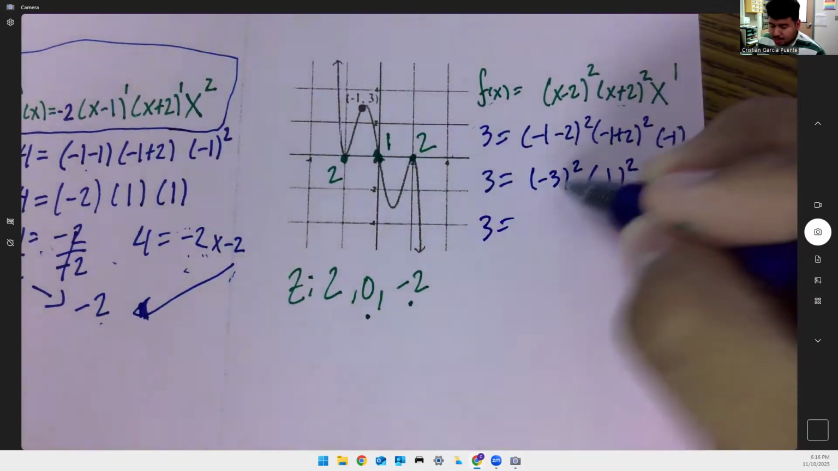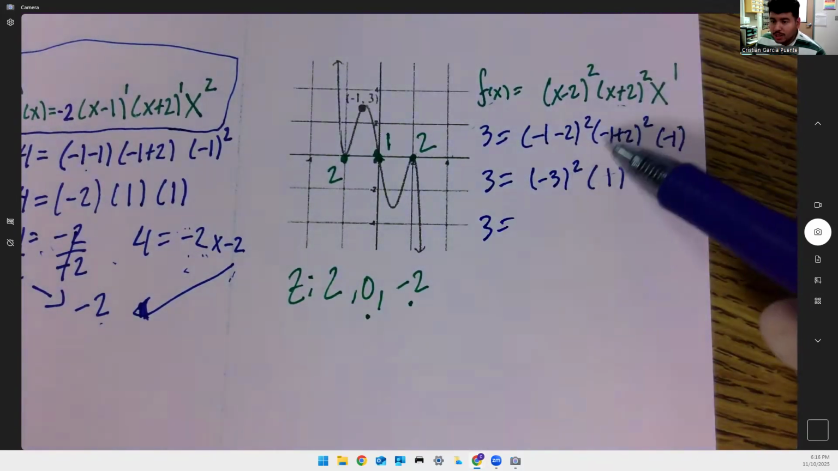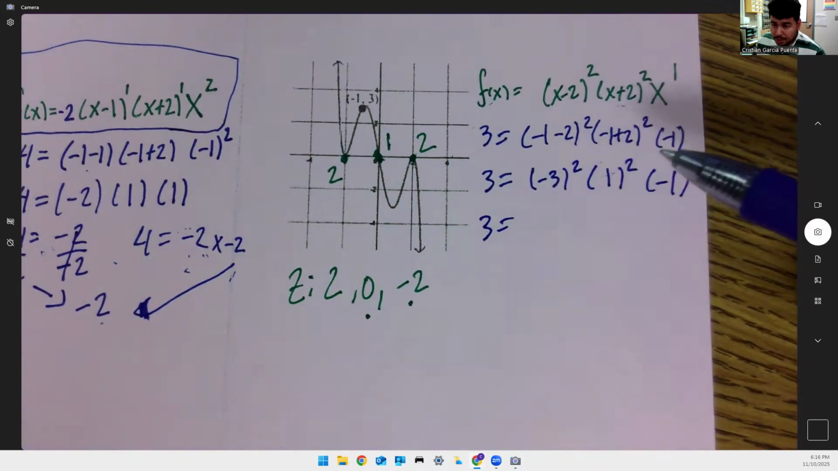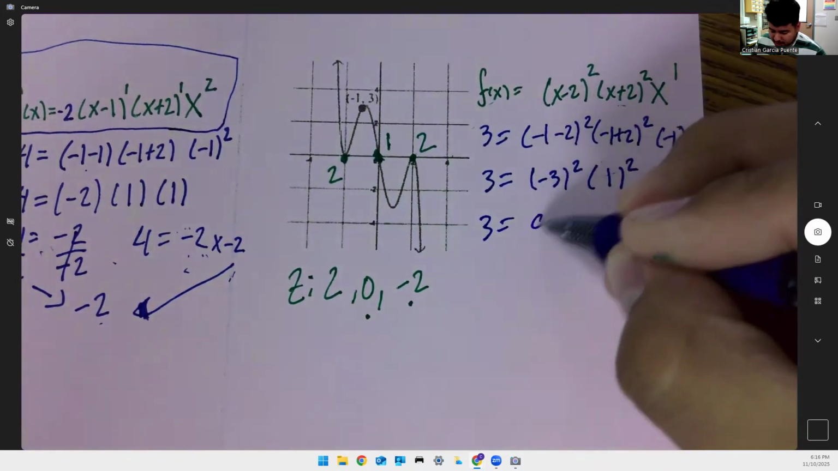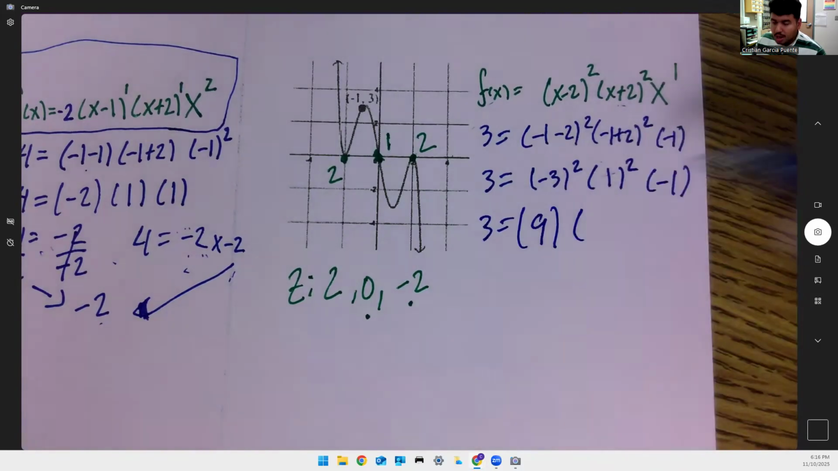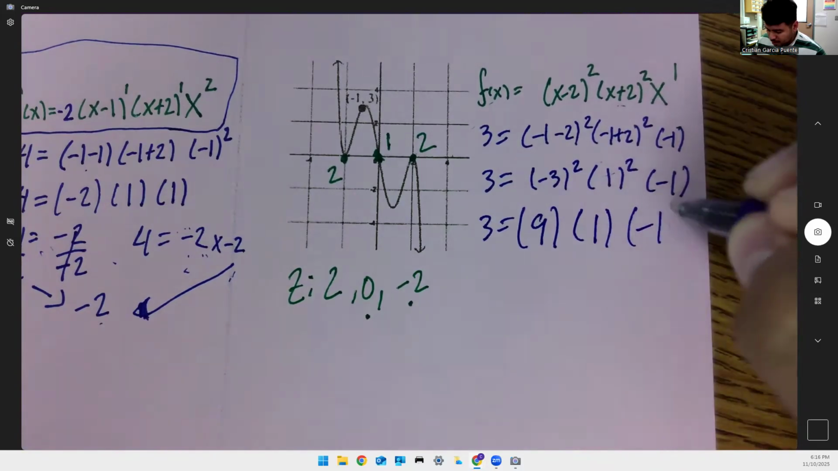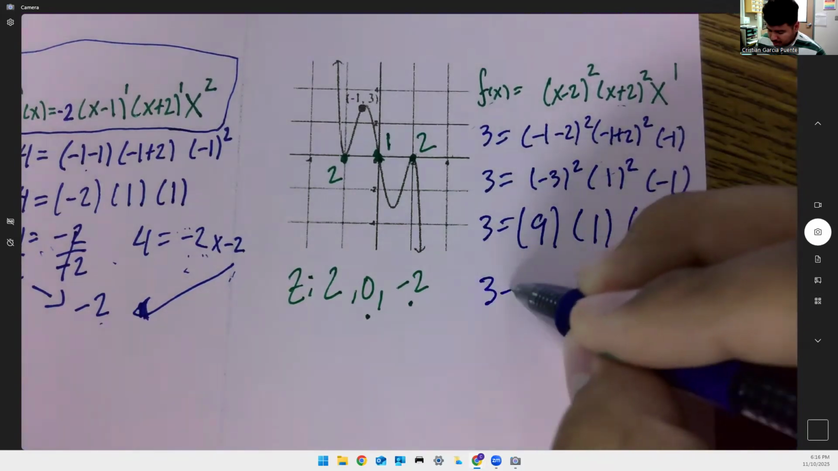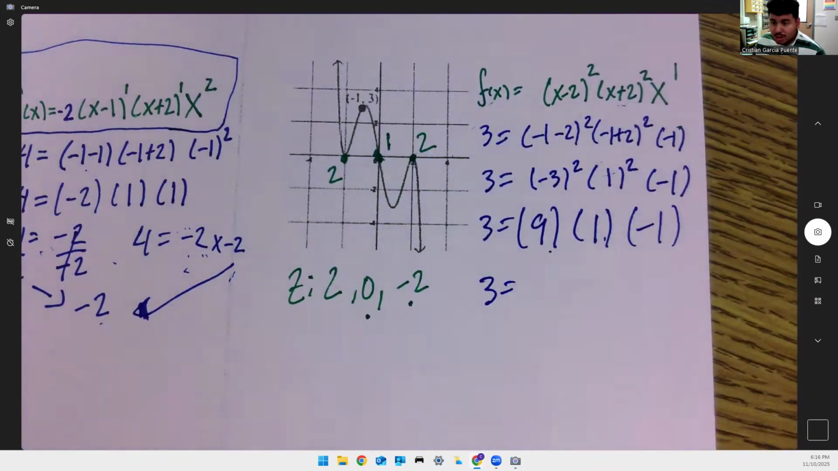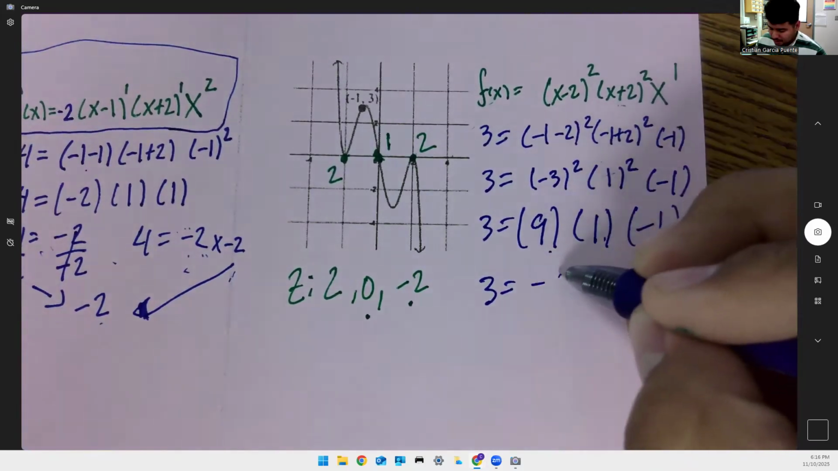Now take care of the exponents. So what's negative 3 squared, or what's negative 3 times negative 3? Positive 9. What's 1 squared, or 1 times 1? 1. And then negative 1 stays as negative 1. So lastly, what's 9 times 1? 9. Times negative 1? Negative 9.